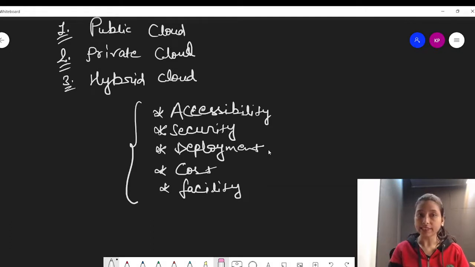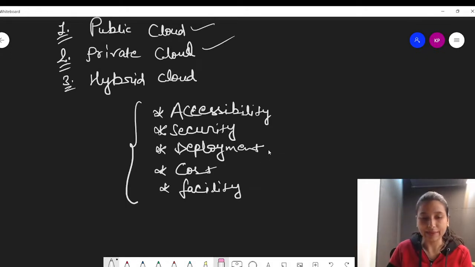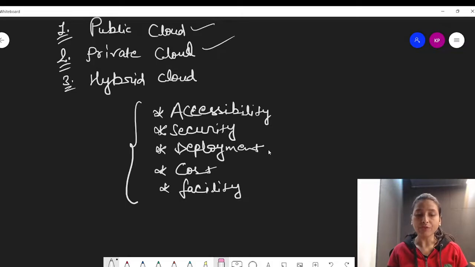If I talk about accessibility, between public cloud and private cloud, which one do you think is going to provide more accessibility? Yes, you feel public cloud provides more accessibility, and you are right. Public cloud provides more accessibility as compared to private cloud. Why? Because public cloud is open for everyone, open for all the public. Whoever wants to use it can go and use it.